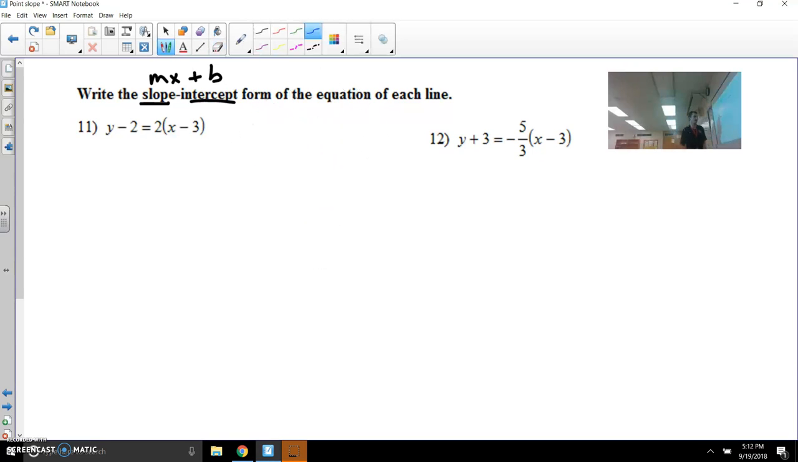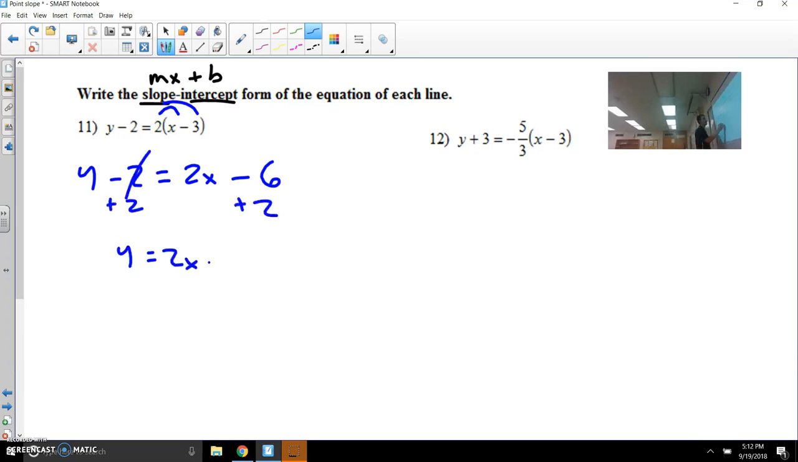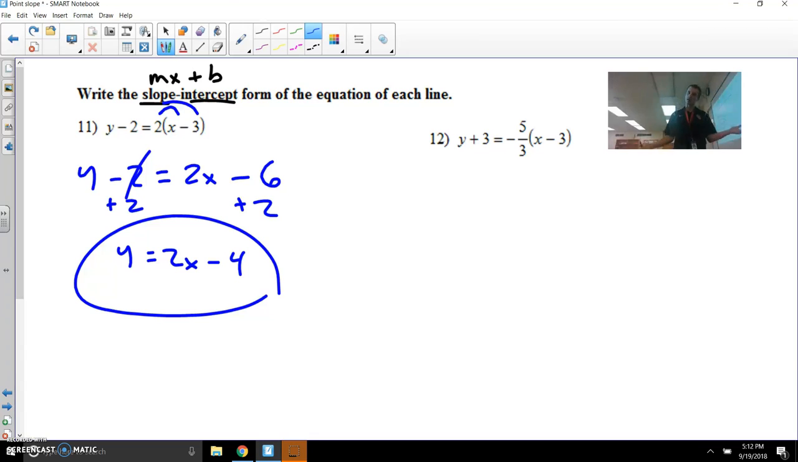Let's distribute to see what we have in order to get it in slope-intercept form. So 2 times x is 2x. 2 times -3 is -6. We can now add 2 over, and we see that y equals 2x minus 4. Try number 12 independently, and we'll check your work tomorrow.